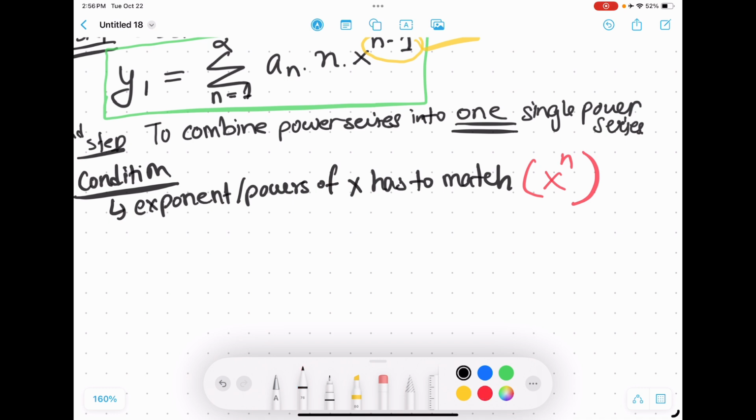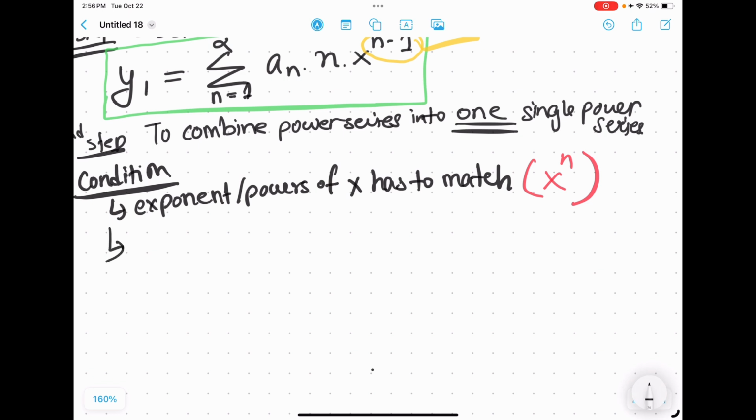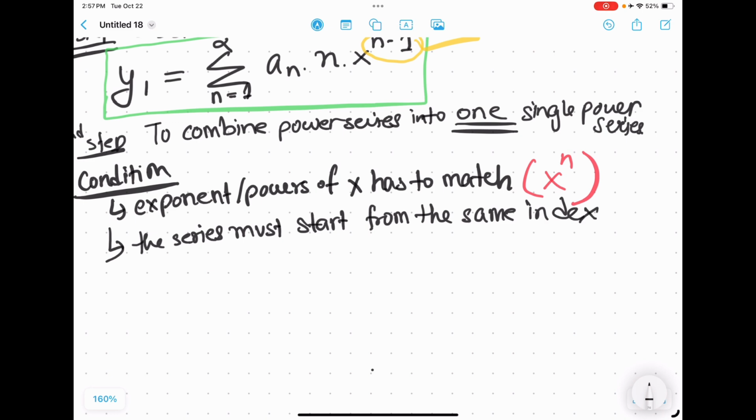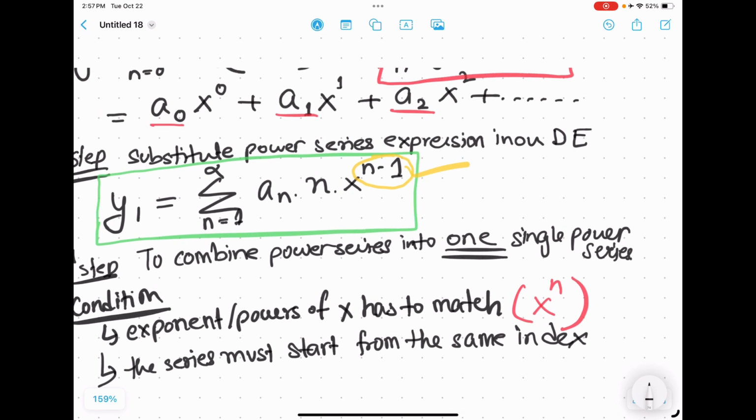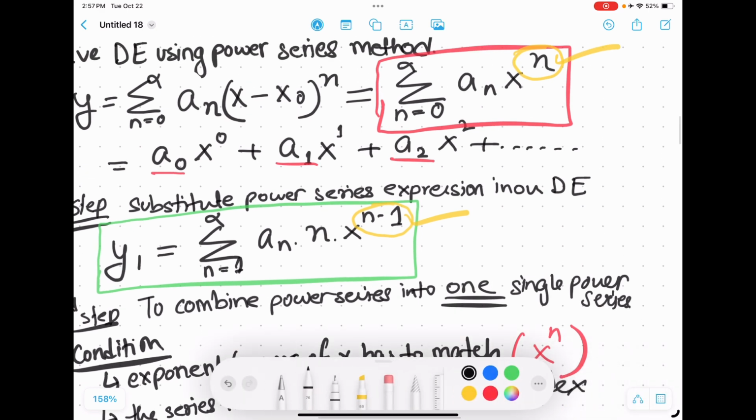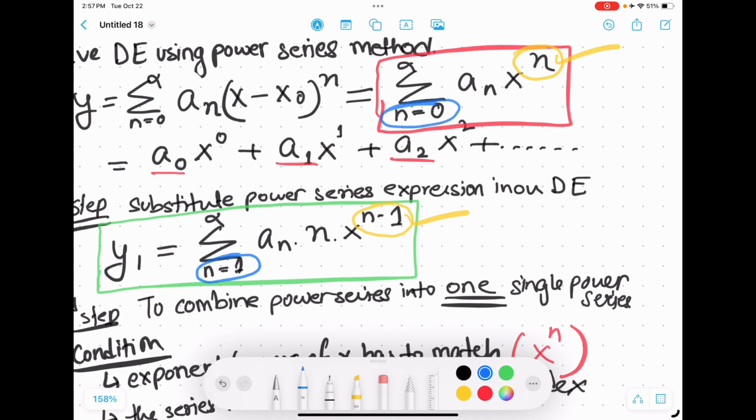All right, and then our second condition is that the series must start from the same index, meaning they must have the same starting index. So what do I mean by that? Again, going upwards, what I'm saying is that this one and this one right here have to be the same. Now, just like my previous condition, which one do I change?